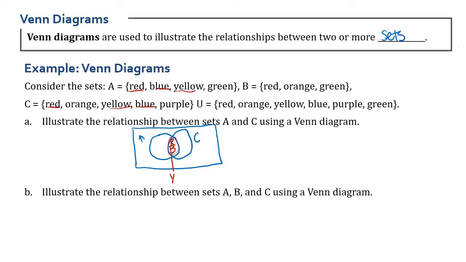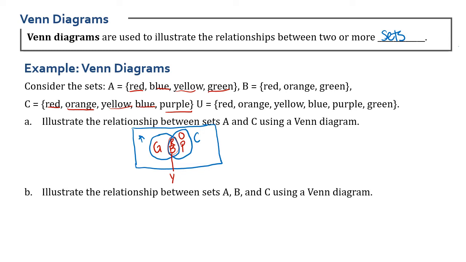So what's in this part of A is going to be the elements that are in A that are not in C. So that's just going to be green. So green is a part of set A, but it's not a part of set C. So that's why it's not in that overlapping part. And then what are we missing that's in C but not in set A? So that's orange and purple.